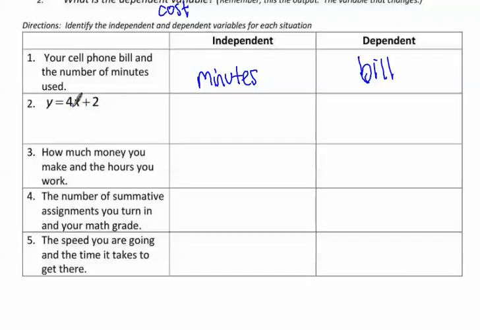Y equals 4x plus 2. Remember, your x is your independent, your y is your dependent. How much money you make and the hours you work. So how much money you make is dependent on how many hours you work. So hours is independent, where the money is your dependent. Pause the video, try 4 and 5.